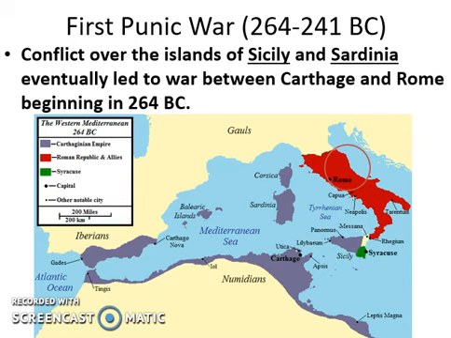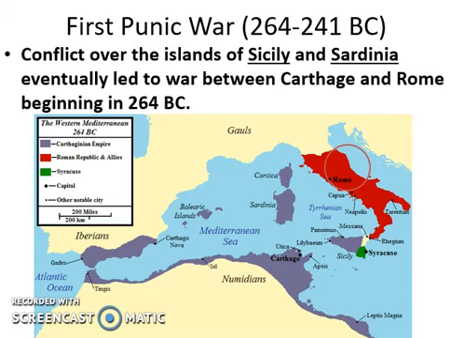In the first Punic War, which lasted from 264 to 241 BC, conflict over the islands of Sicily and Sardinia eventually led to war between Carthage and Rome. So Sicily is the island here, and Sardinia is the island here. Rome was expanding, as was Carthage at the same time. So as they were expanding, they both wanted more land. Rome wanted the lands of Sicily and Sardinia. It would give them an advantage in trade and in defense, having control of these Mediterranean islands.